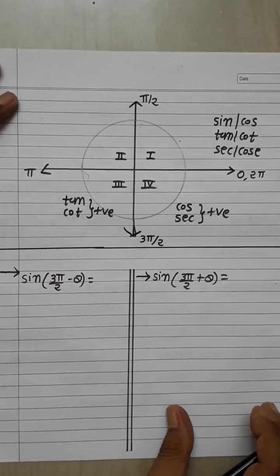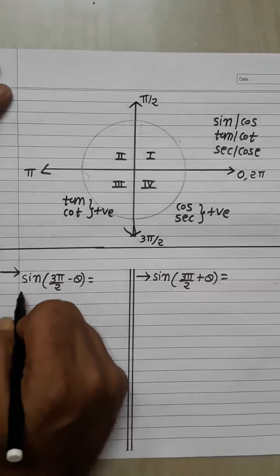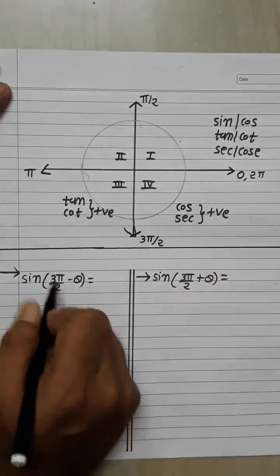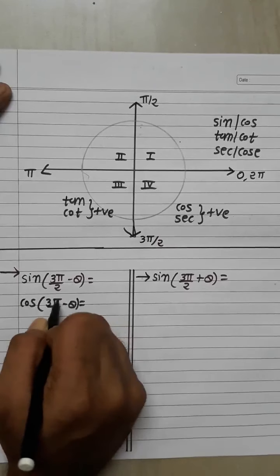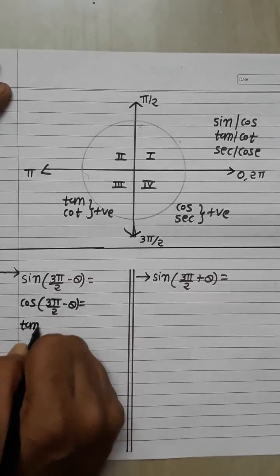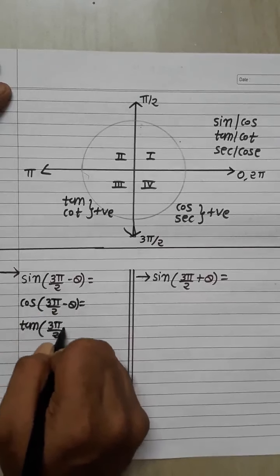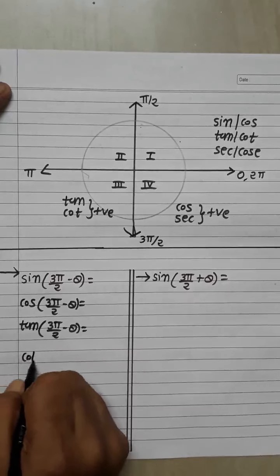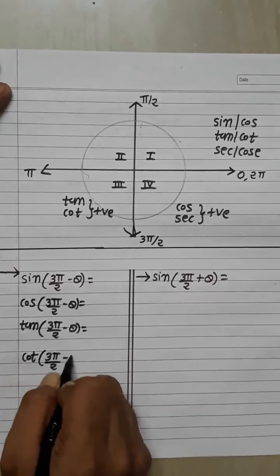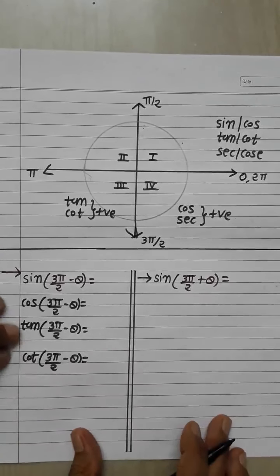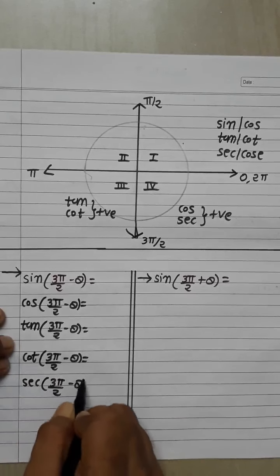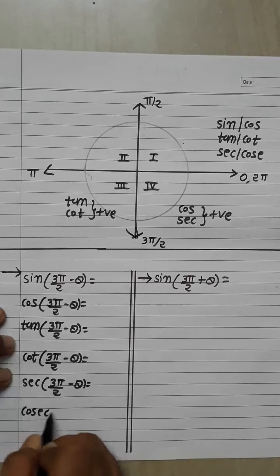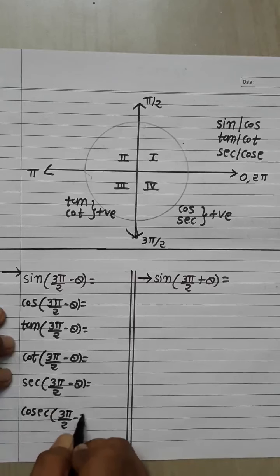So now sin(3π/2 − θ). First of all, write all the remaining functions: cos(3π/2 − θ), tan(3π/2 − θ), cot(3π/2 − θ), sec(3π/2 − θ) and cosec(3π/2 − θ).